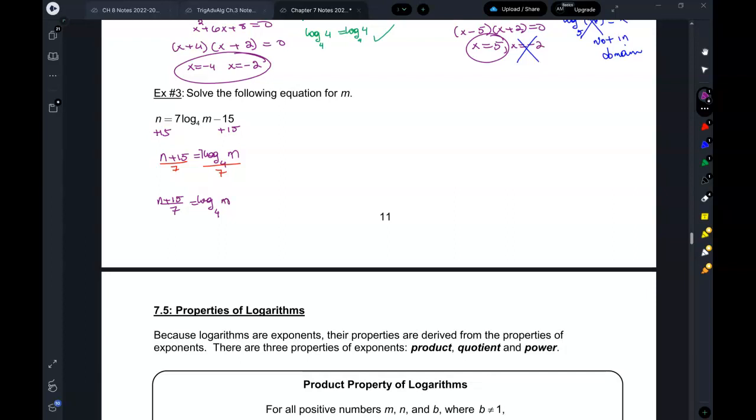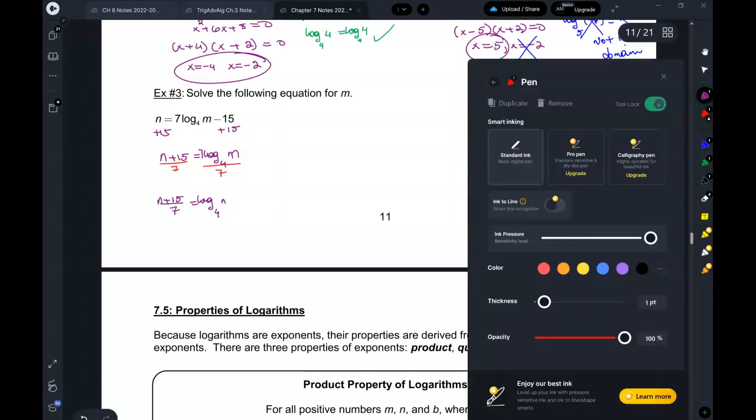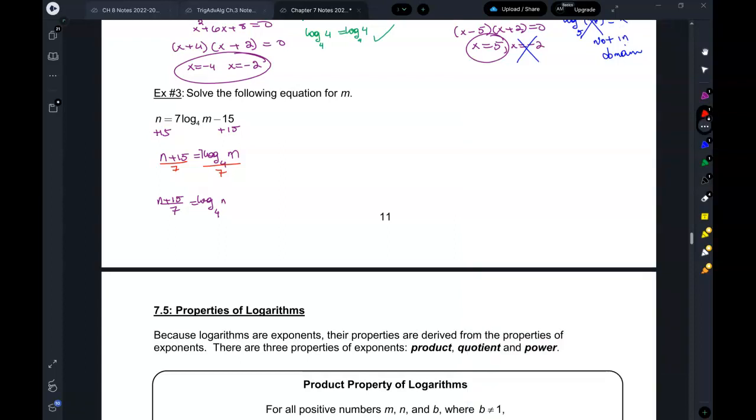Now, what's the base here? 4. Every base needs an exponent. What's the exponent? M plus 15 over 7. So this is going to be 4 to the power of m plus 15 over 7 is equal to m. So you can't simplify it. That's it. You can't simplify anymore.